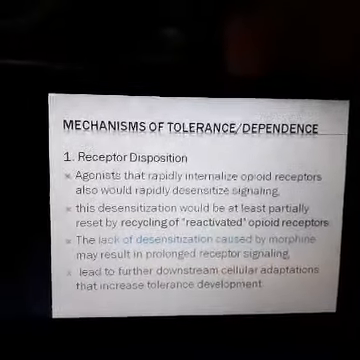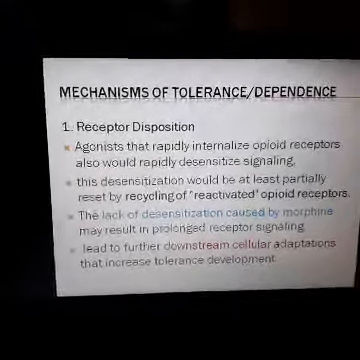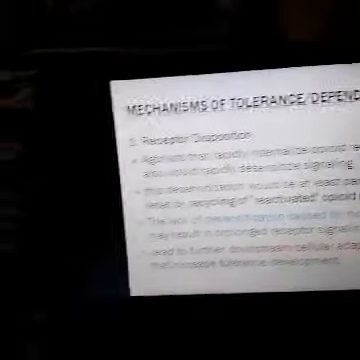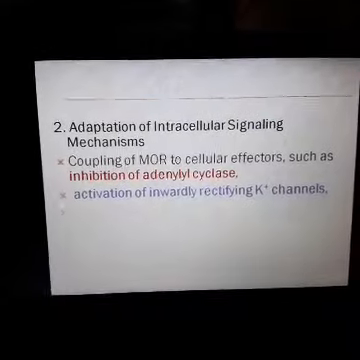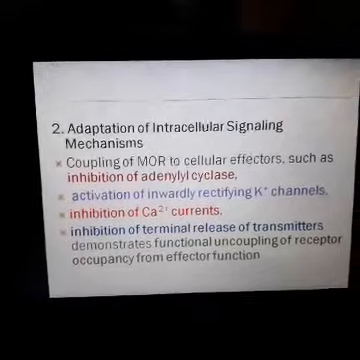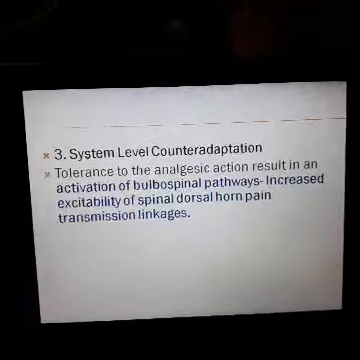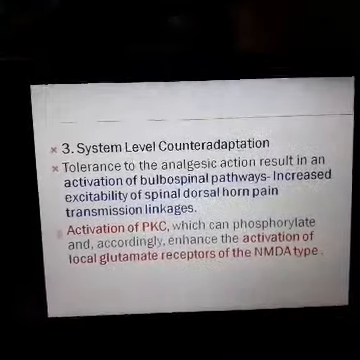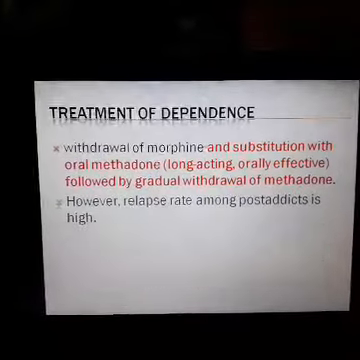So there is lack of desensitization caused by morphine, and that results in prolonged receptor signaling, and this leads to downstream cellular adaptation that leads to tolerance development. You do not require it in detail. There can be adaptation of the intracellular signaling mechanisms. There can be inhibition of the adenylyl cyclase, activation of the inward rectifying potassium channel, inhibition of the calcium current, and inhibition of the terminal release of the transmitters, which are responsible for the analgesic action. And there can be systemic level counter adaptation and activation of the protein kinase C, activation of the local glutamate receptors of the NMDA type.